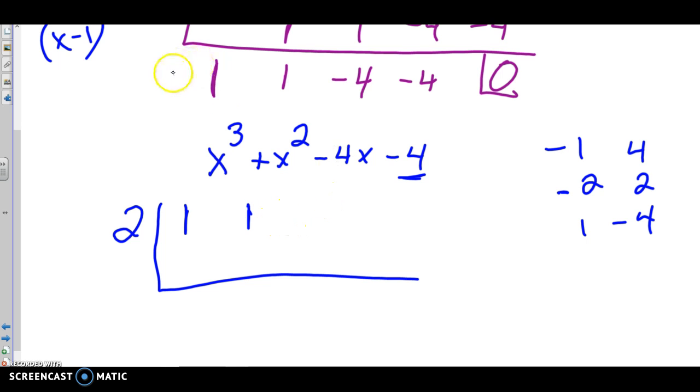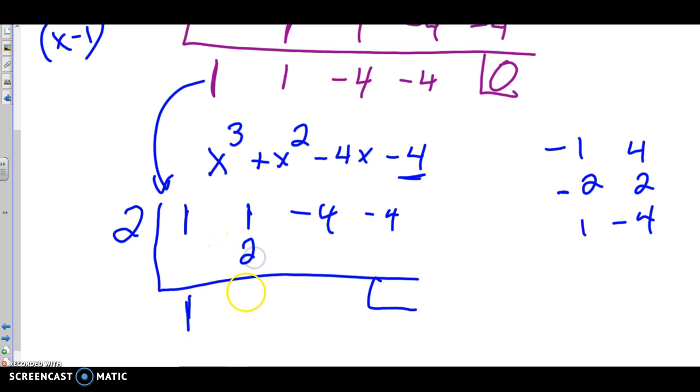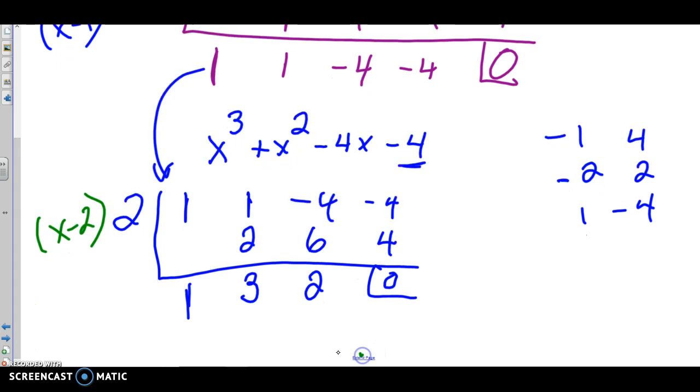So again, my coefficients, I don't need to write this out. I can just bring these straight down, but it's 1, 1, -4, and -4. My goal again is to get a 0 here. First number comes down and I multiply. Add, multiply, add, multiply, and I got a 0. That worked out tremendous. I know x minus 2 is a factor. Now I'm back to familiar ground.